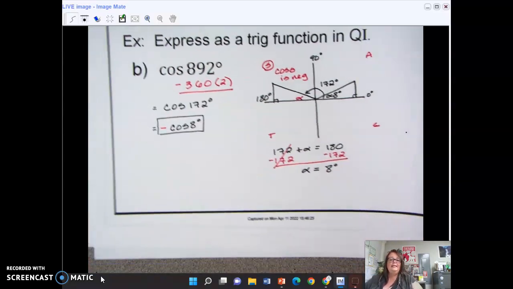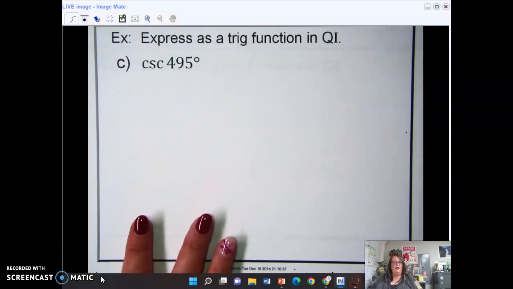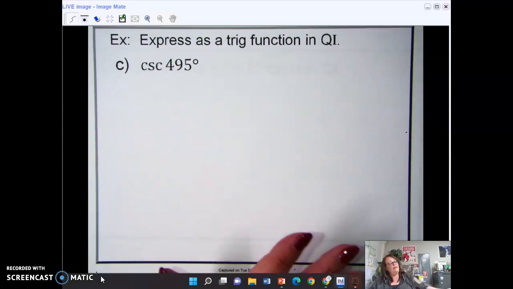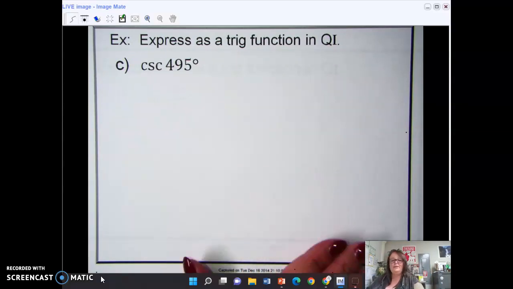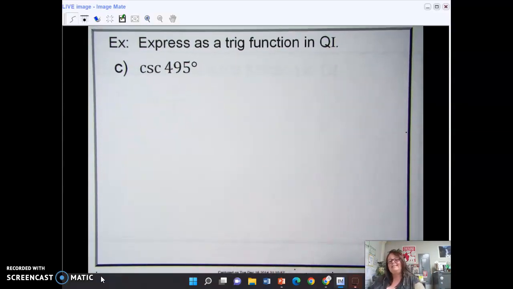All right, so looking at the next one, sorry, I thought it was going to be in radians and it's not. So it's in degrees. So go ahead and pause and see what you can do with cosecant of 495.